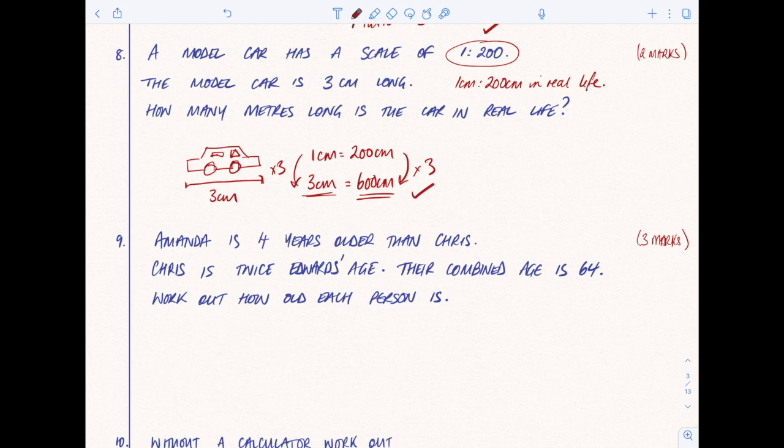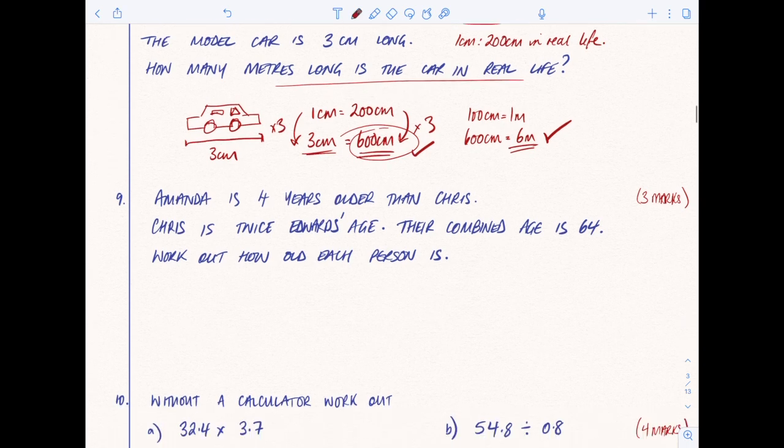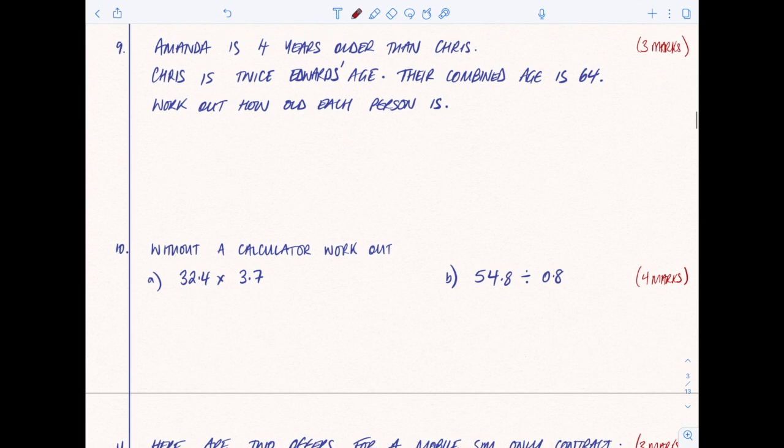How many meters long is the car in real life? Well, we've turned it into centimeters, so we now need to get our head around the conversion. 100 centimeters is a meter, so 600 centimeters is equal to 6 meters. So your answer would be 6 meters in this case. Okay, drawing a picture, if it helps you, do it. Obviously it might not, but actually drawing and visualizing stuff sometimes does really help in exams.